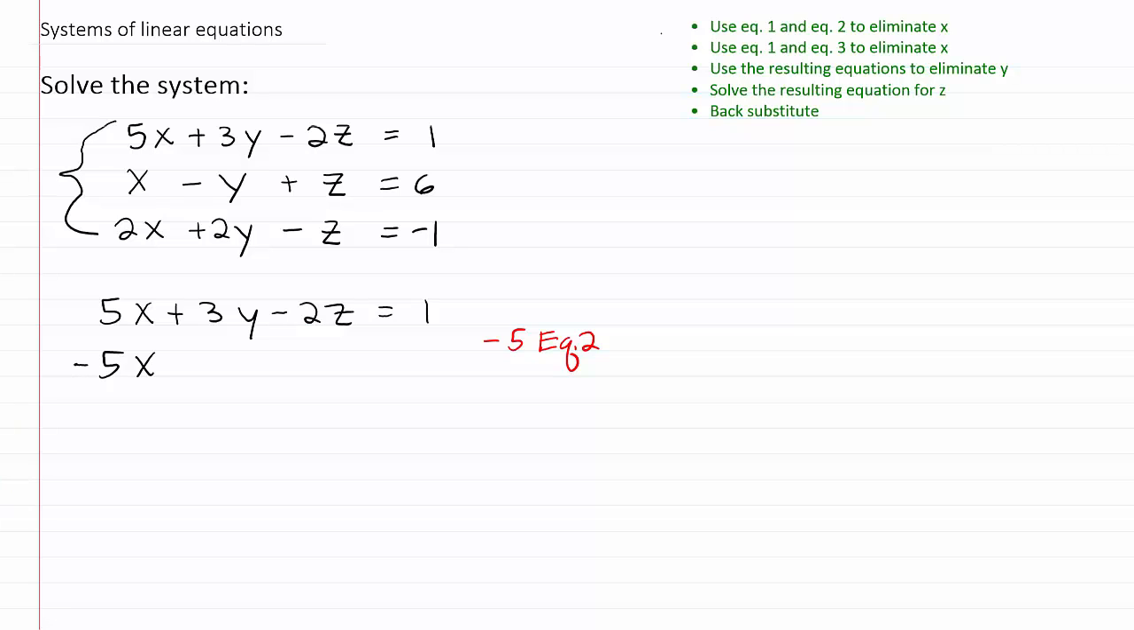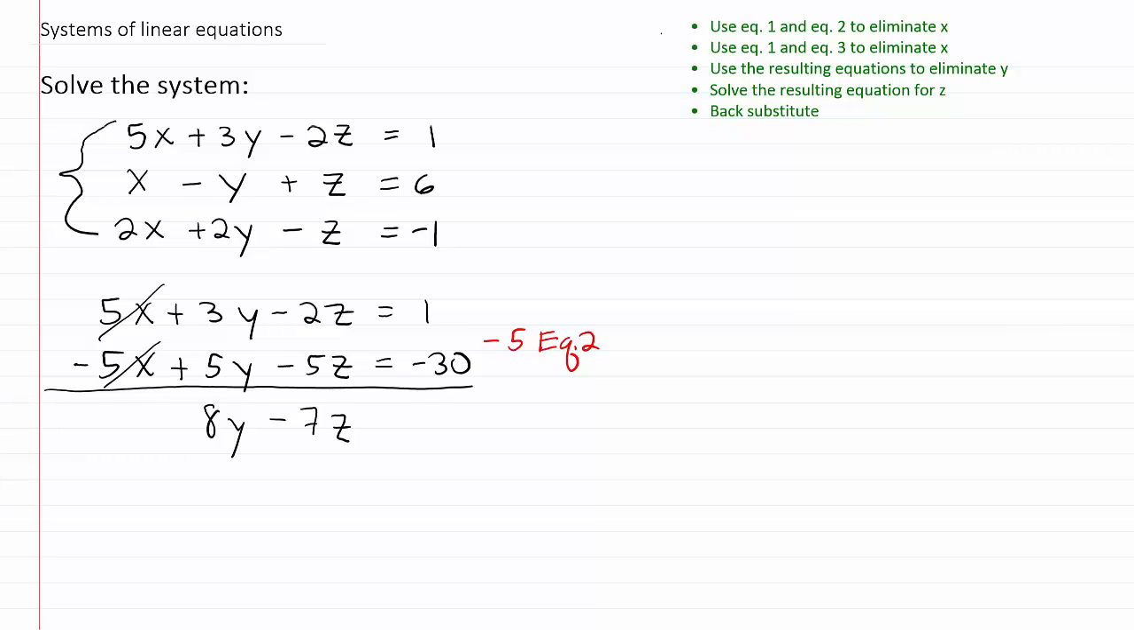And then negative 5 times negative y is going to give you a positive 5y, right? And then negative 5 times z is going to give you a negative 5z. And negative 5 times 6 is going to give you negative 30. All right, from there you're going to add and end up with a new equation. So these guys will cancel each other out. 3y and 5y will make 8y. Negative 2z and negative 5z will make negative 7z. And 1 minus 30 is negative 29. Okay, so we want to hang on to this equation here. And let's go to step 2.